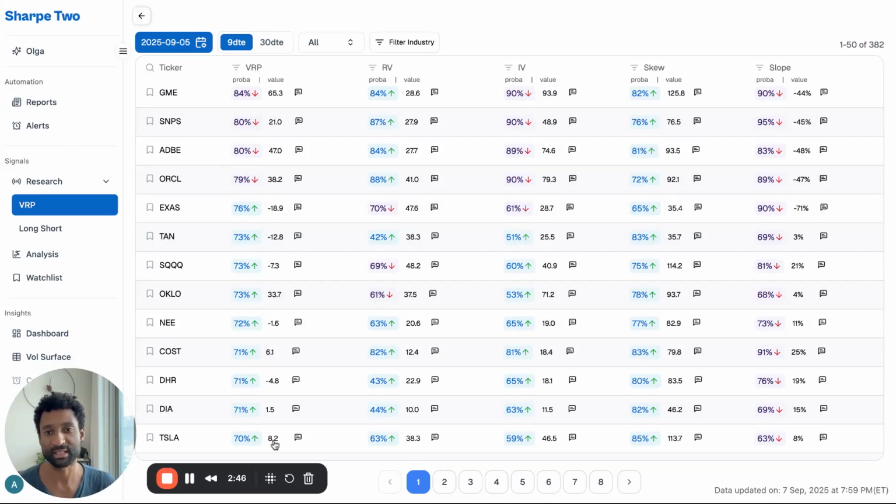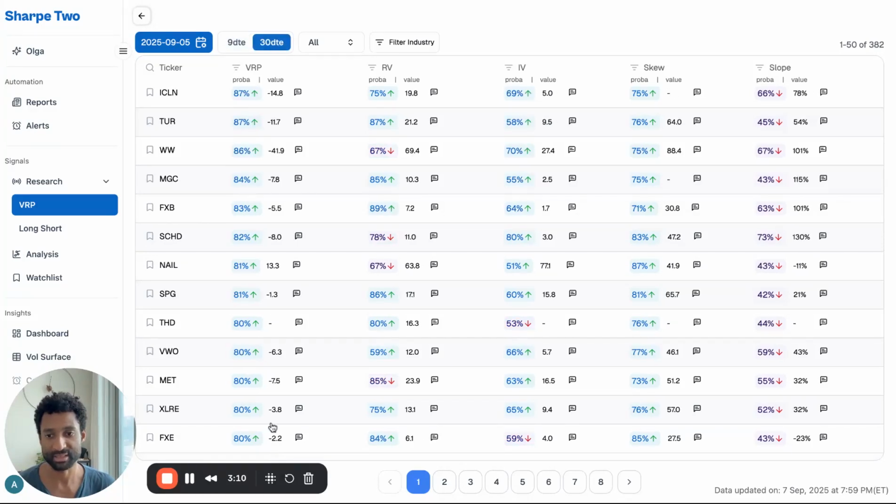The value you see here, that's the current value of the VRP. So ultimately, this is also telling you that right now you have a positive VRP in Tesla. And that's really the starting point, right? How do you want to structure a trade here that makes sense, given that the VRP is still positive at roughly 9 days?